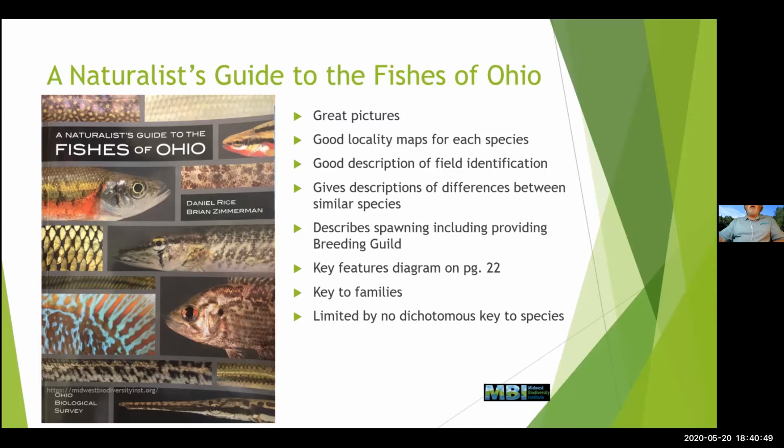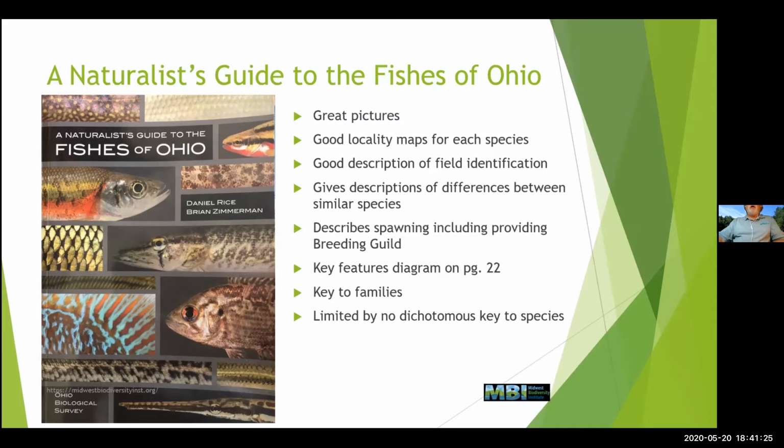They have a really good description for field ID. And then some of these fish species are pretty similar. So they give a good comparison if you got 2 really close species, like we'll go through rainbow darter and orange throat. You can get spawning information, and they even provide the breeding guild, which is interesting to me. It's really nice to see a lot of like the broadcast spawners who need clean substrate, and they describe some of that.